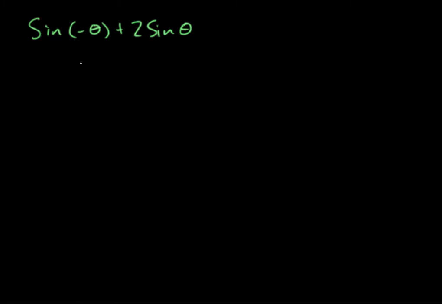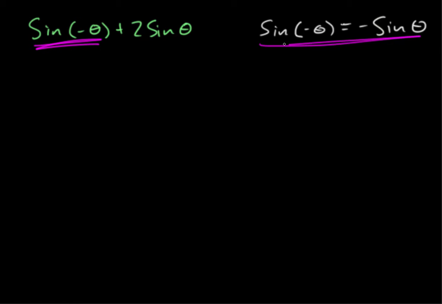Okay, first thing is we have to use a relationship that says sine of negative theta is equal to negative sine theta. And so I'm going to replace this with this, and we get negative sine theta plus 2 sine theta. And once we see that, we have negative 1 plus 2 is just 1, so we just have a single sine theta.